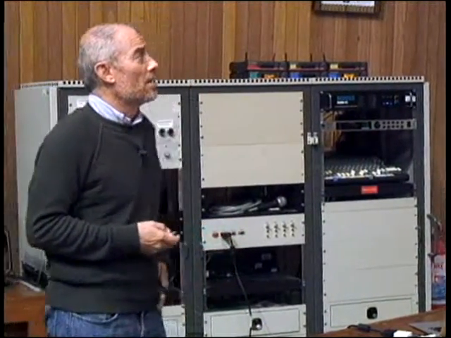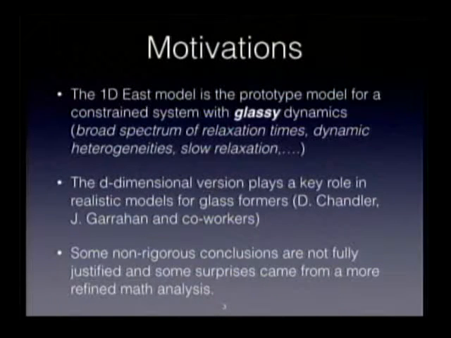Okay, so the motivation is in the one-dimensional version, where there is no southwest neighbor, there is only the west neighbor or east. Conventionally this is called the East model because originally it was proposed by looking at your east neighbor. In any case, this is a prototype for a constrained system showing glassy dynamics. This is jargon from the physics community. Glassy dynamics is really the dynamics of real glasses, window glasses.